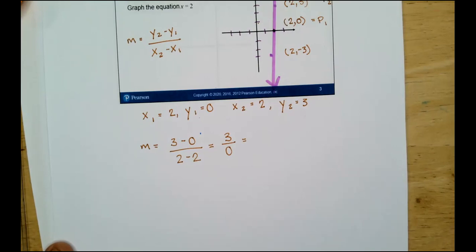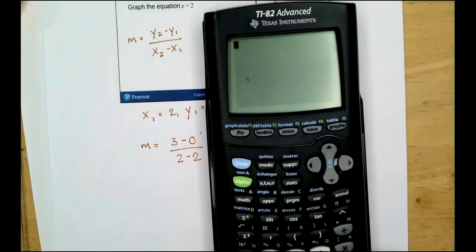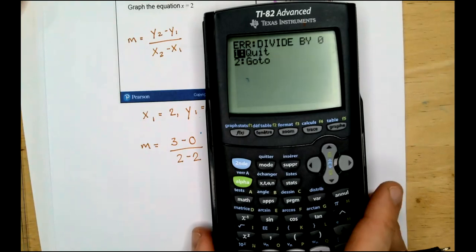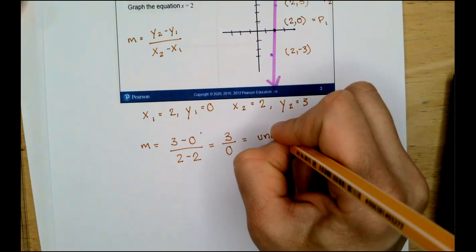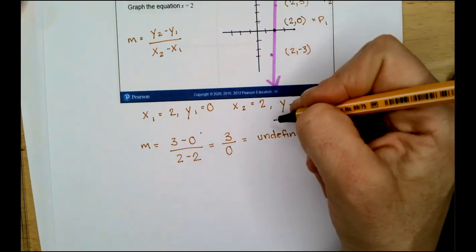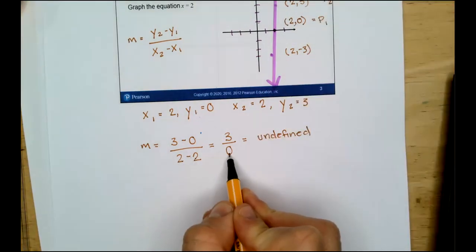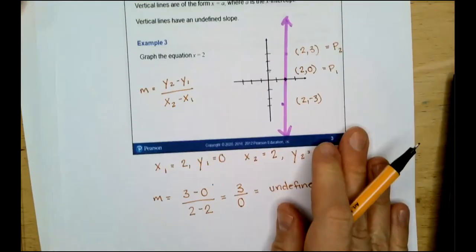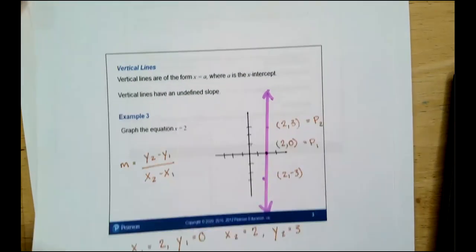Any number divided by 0 is called undefined, okay? So our slope is always undefined, no matter what point you use. If you use a point way down here and a point way up there, it's still going to be 2 minus 2, which is still going to be 0, which is still going to be undefined. So a straight up and down line has an undefined slope.